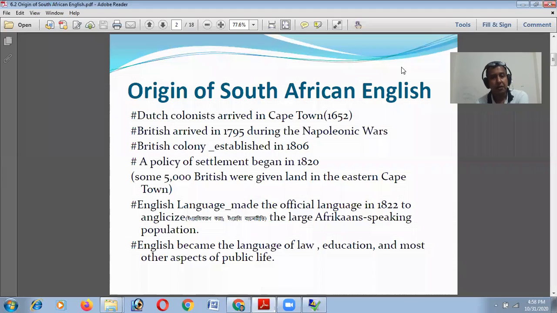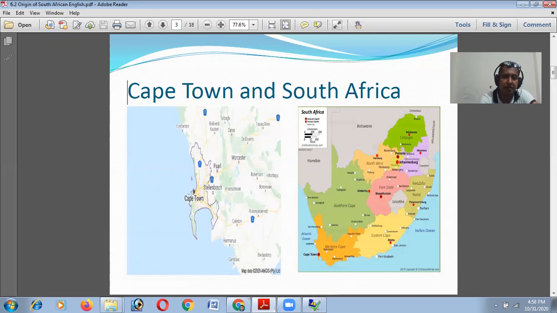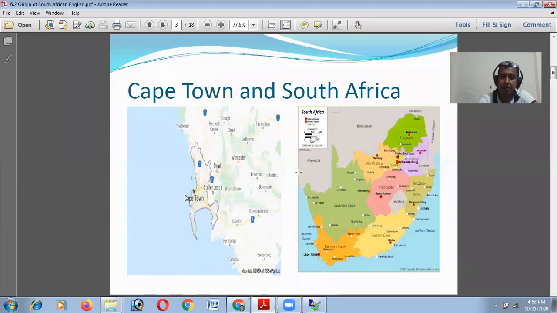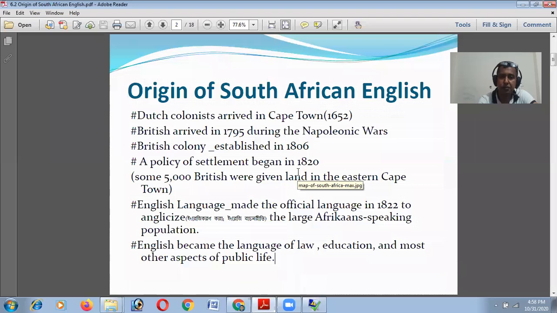And the British colony was established in South Africa in 1806. A policy of settlement began in 1820. Some 5,000 British were given lands in the eastern Cape. Here you see the map, the Cape Town. So British people went to South Africa later. First the Dutch people went there.